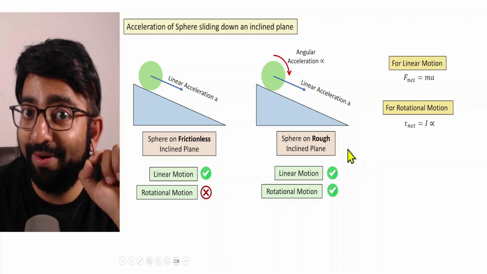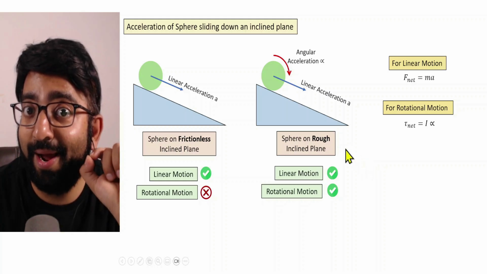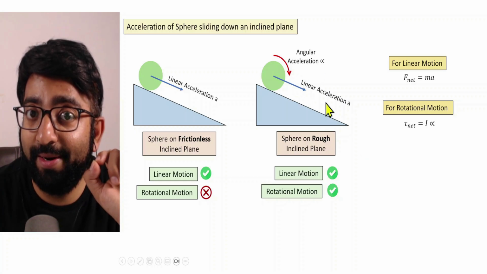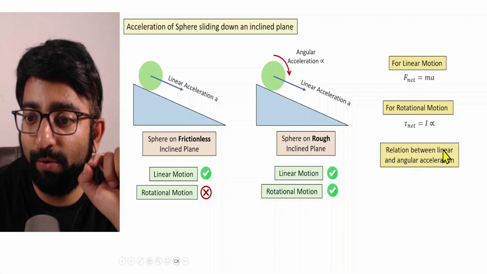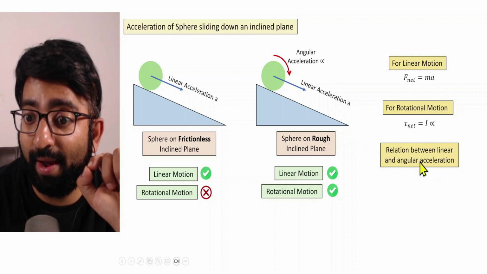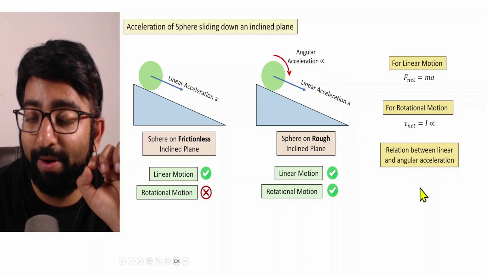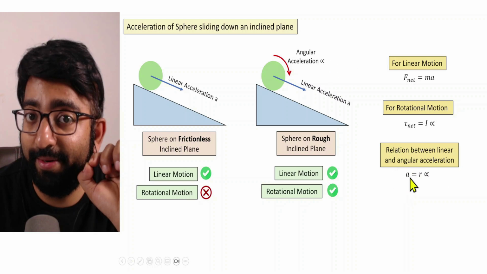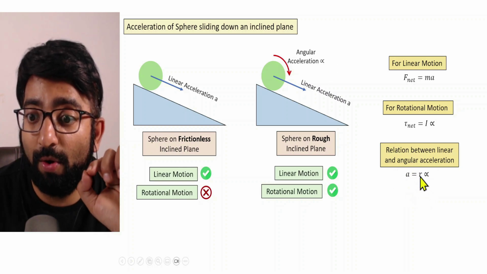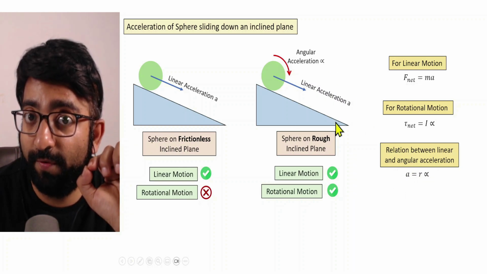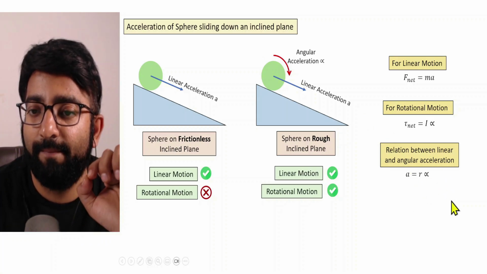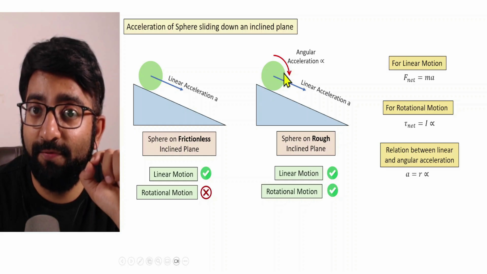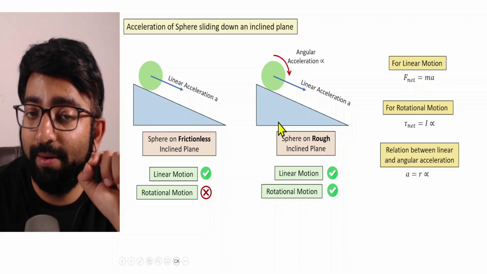And finally, there is a third equation which is very relevant and important. There is a formula which connects linear acceleration with angular acceleration. So, what is the relation between linear acceleration a and angular acceleration alpha? The formula goes like this: the linear acceleration is a product of r, which is the radius of the sphere in this case, and angular acceleration. So, a is r alpha. So, in the exam questions where we have a sphere which is rolling down a rough inclined plane, we need to apply these three equations.